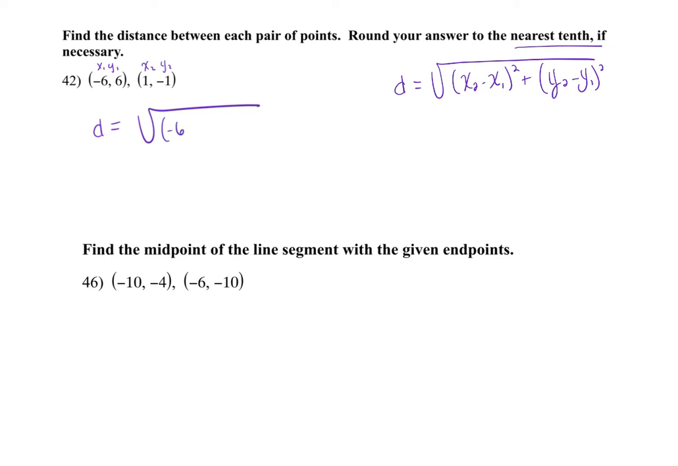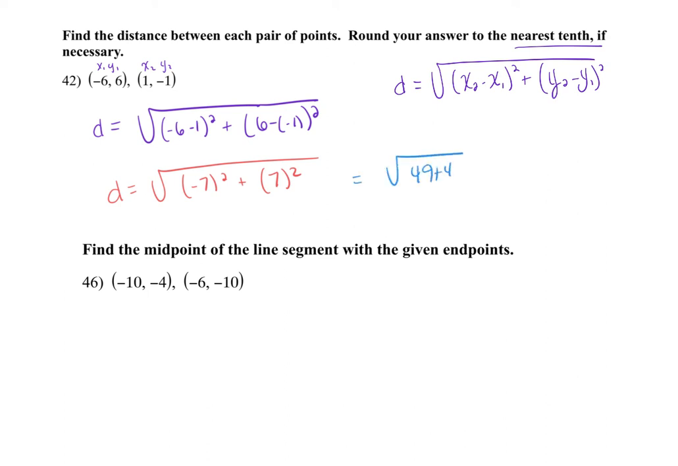Subtract your x's. Remember, it doesn't matter what order you subtract because you are squaring. Subtract your y's and square it. So you have -6 minus 1 is -7. And then 6 minus a -1 is also 7. For this point, you're just going to square those 7's. So you will get 49 plus 49, which will give you the square root of 98.